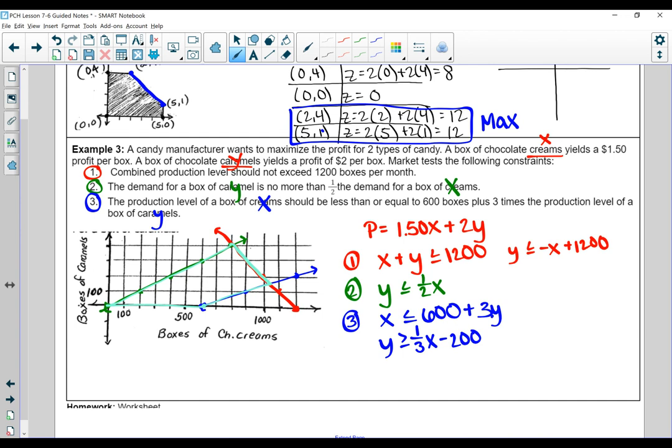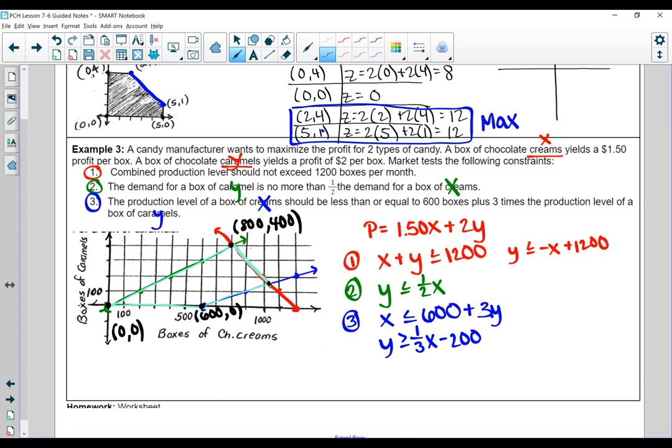And what are my vertices? Okay, so in thinking about this, sometimes we might have to do some systems of equations, which is why this is in this chapter. So I know that I have one vertex here at 0, 0. It looks like this one crosses very nicely at 800, 400. I've got this nice vertex here at 600, 0.